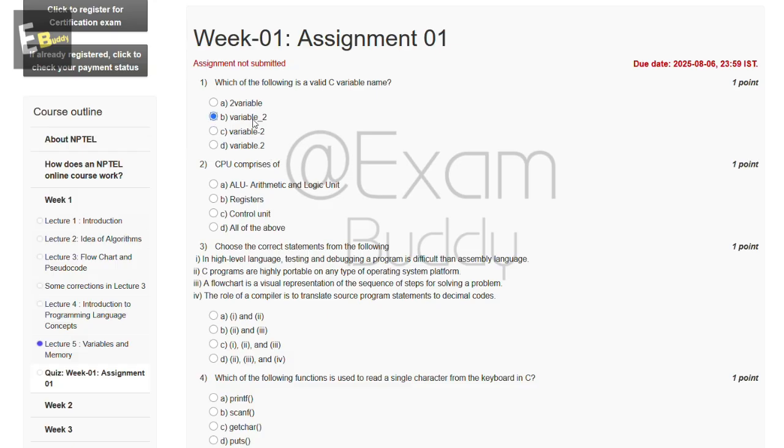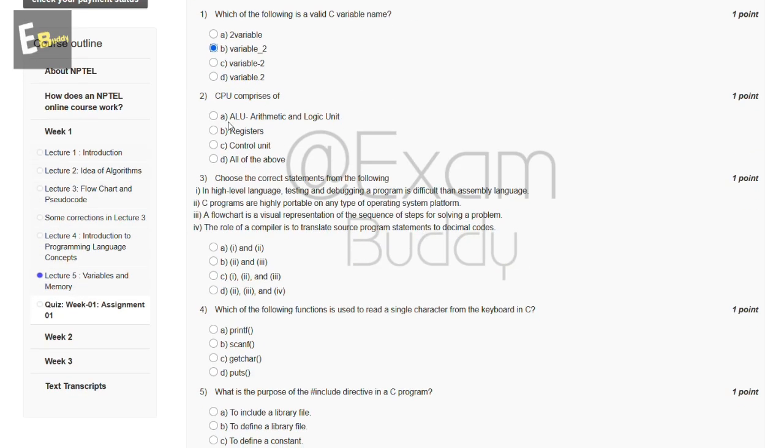Now the second question is, CPU comprises of, and these are the options: ALU (arithmetic and logic unit), registers, control unit, all of the above. The answer of the second question is all of the above.